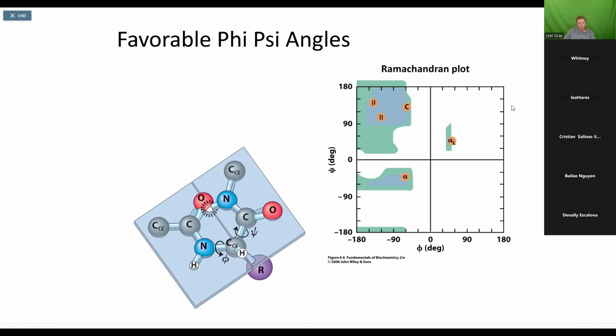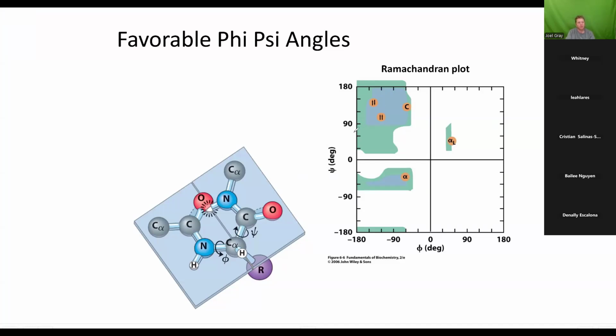A Ramachandran plot is a plot that shows what are favorable bond angles. Now, this shows us the combination of our psi and our phi angles, basically the appropriate ones where there are energetically favorable combinations. Now, when you visualize a Ramachandran plot, all of the white area is where you are not going to find a favorable combination.